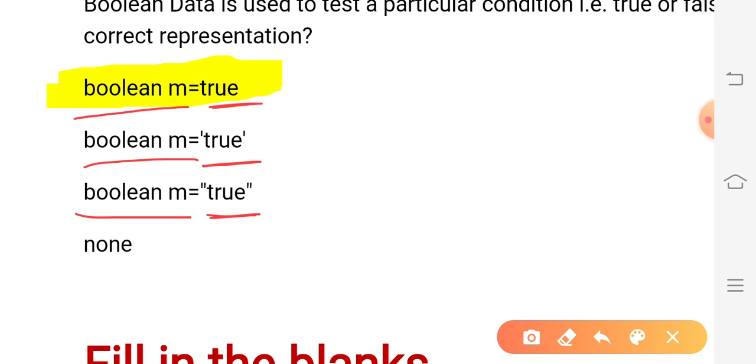So हमने एक चीज़ पढ़ी थी क्या? If you remember that true and false for Boolean data types are never enclosed in quotes. Never in quotes, either in single or in double quotes. तो ना तो हम single quotes में रखते हैं true और false को, ना ही double quotes में रखते हैं. Simply क्या लिखते हैं? True. So this is our correct answer here.